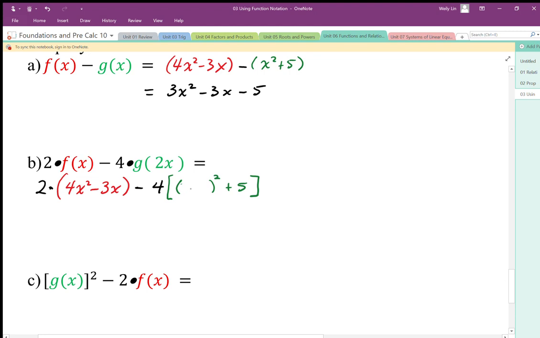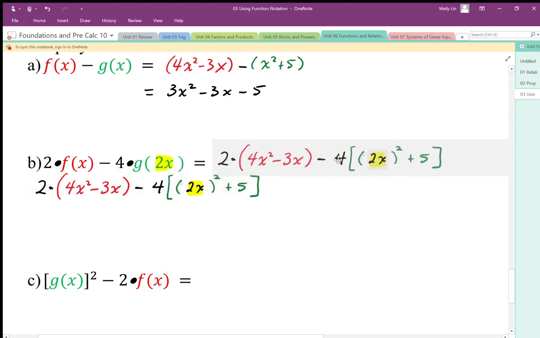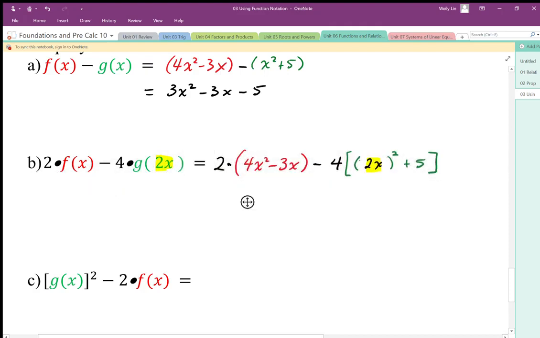Now to make a g of 2x, we need to replace the 2x wherever we had an x. So just going to highlight this. This inside 2x has to replace the inside x over here. Okay, so now I've done my replacements. I've replaced my outside and inside. Okay, I'm just going to move it over here. This is my new expression. This expression represents an equivalent expression to this function notation expression.